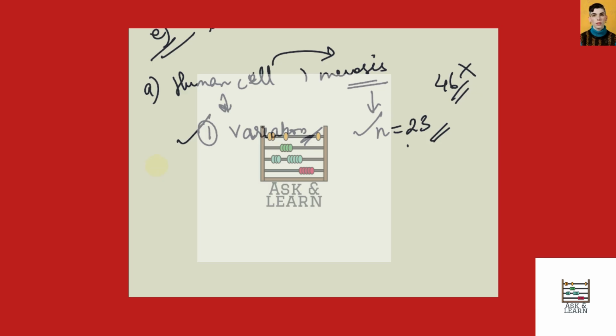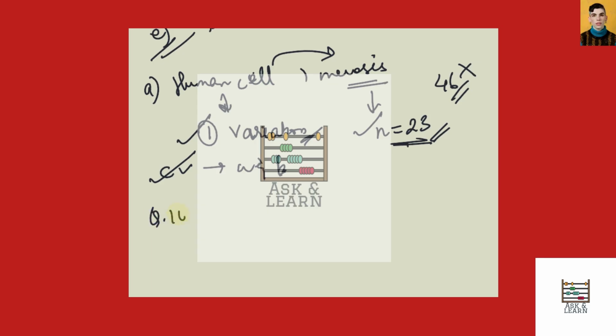So among the given options, option C says both A and B are correct. That is, the offspring will be different from the parent, and the number of chromosomes will be 23 in the human cell after division. So these two options are correct. So option C is your answer.